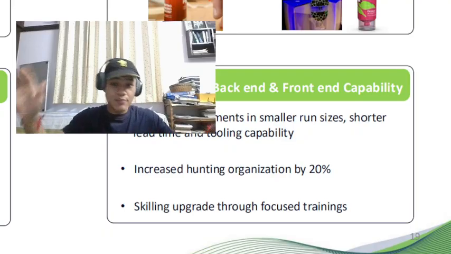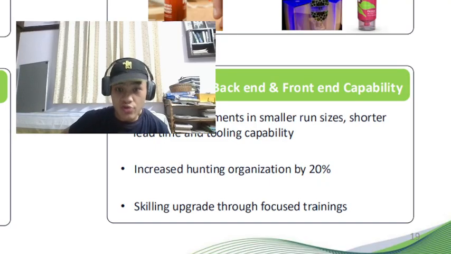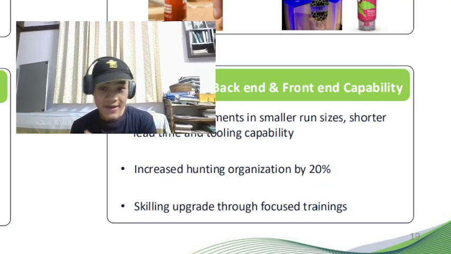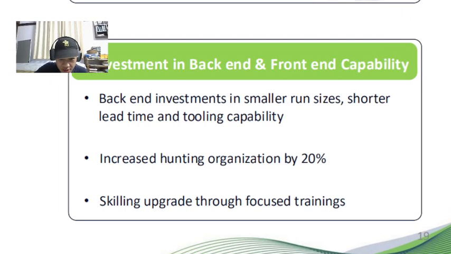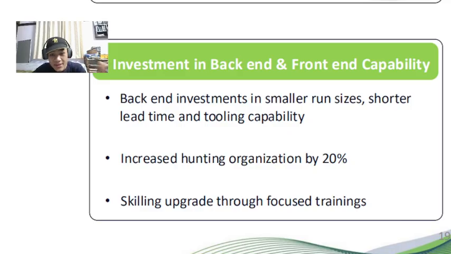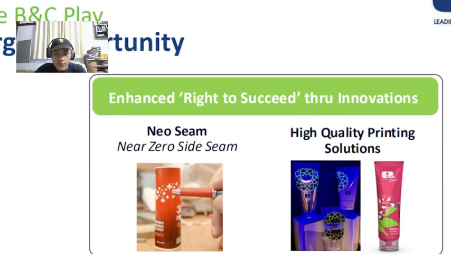They're integrating the supply chain. So the whole supply chain, getting raw materials, processing, making the final product, distributing, they're integrating the front end and the back end. So here, they're doing skill upgrades through focused trainings. They're making back end investments in smaller run sizes, leading to shorter lead time and more tooling capability. So basically, integration of supply chain, very important. And of course, innovations, new products and all that. Let's not go more into the details of that.